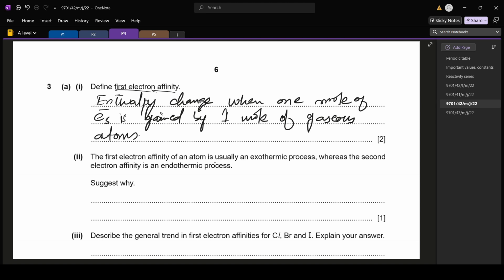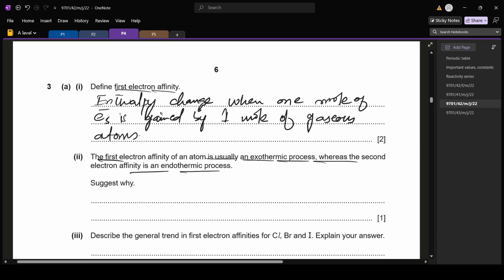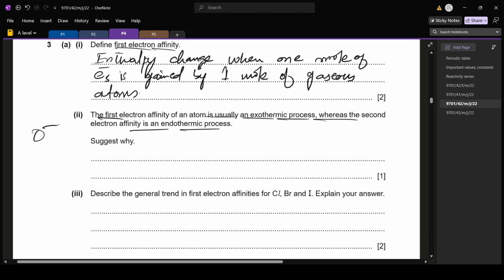The first electron affinity of an atom is usually an exothermic process, whereas the second electron affinity is an endothermic process. Why? Because during the first electron affinity, an electron is gained, so it forms a negatively charged ion, an anion. For the second electron affinity, we have to add another electron. The electron has negative charge and the anion also has negative charge, so they will repel each other. That's why we have to give energy to overcome that repulsion.